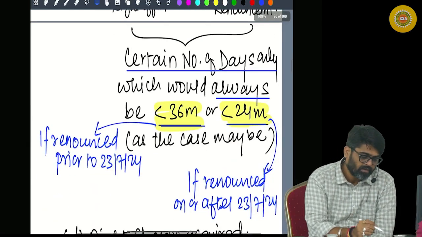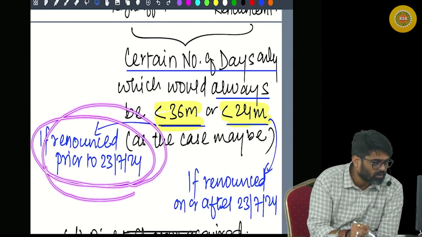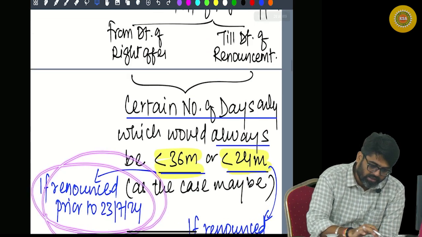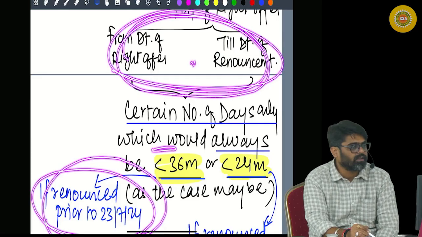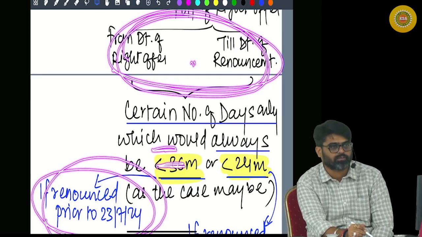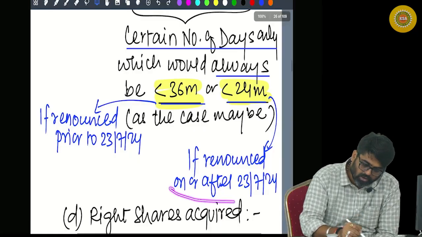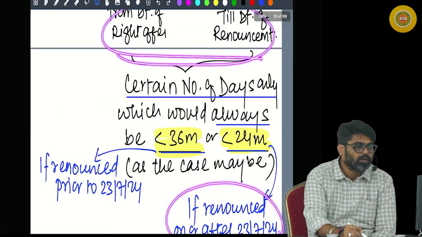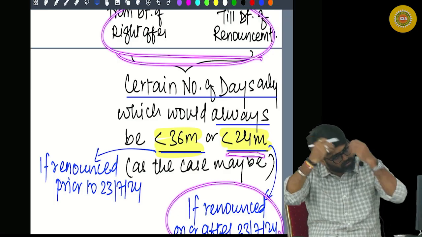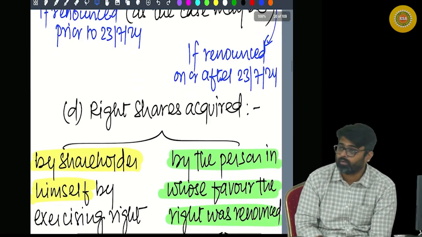Yes or no? Now, if renounced prior to 23rd July, check the period of holding. Check whether it is less than 36 months. Yes, because it will be certain days. If the renouncement happens on or after 23rd July, check the period of holding. Less than 24? Yes, it will be less than 24 months. Got it, sir? Should I move ahead?